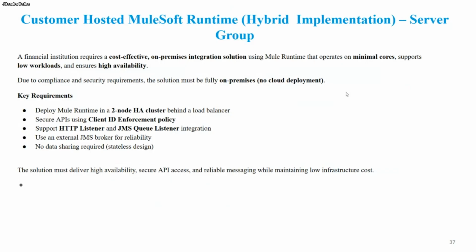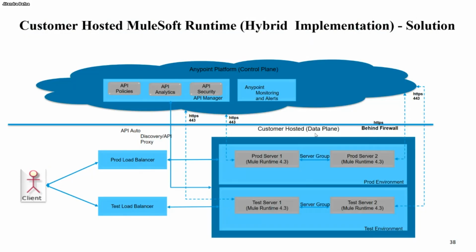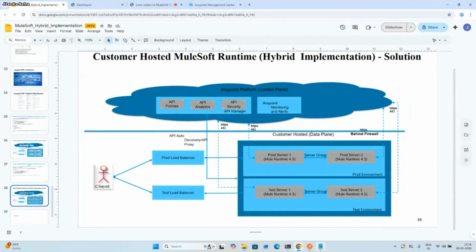I have a second scenario. A finance institute again requires a cost-effective on-premises solution using the Mule runtime that operates on a minimal vCore, supports low workloads, and ensures high availability. Deploy the Mule runtime on a two-node HA cluster behind a load balancer, secure the API using client ID enforcement, and support HTTP listener and JMS queue listener. Use an external JMS broker for reliability. No data sharing is required. The solution must deliver high availability, secure and reliable messaging while maintaining low infrastructure cost. Again, here I can use the server group directly, because I want to tell you one more difference.